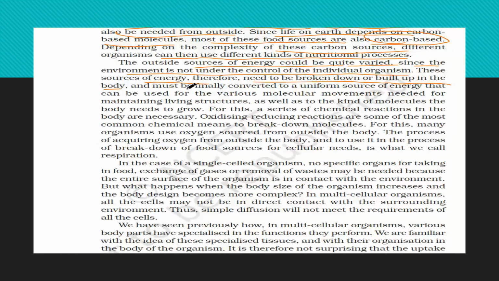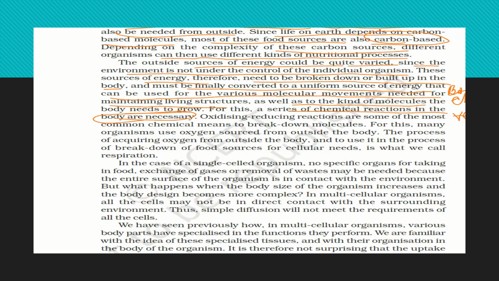It must finally be converted to a uniform source of energy that can be used for the various molecular movements needed for maintaining the life structures, as well as to the kind of molecules in which the body needs to grow. For this, a series of chemical reactions in the body are necessary. These are all biochemical reactions, and they are being formed inside the body.